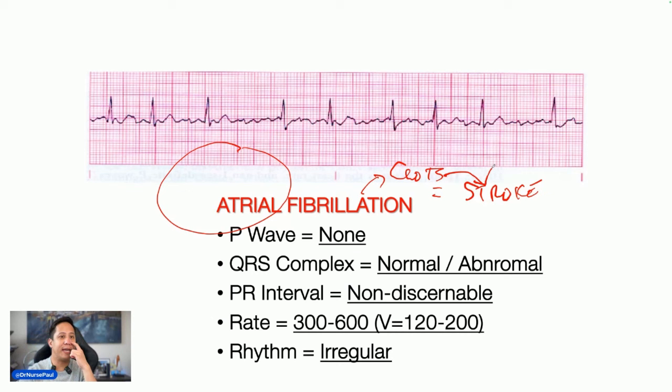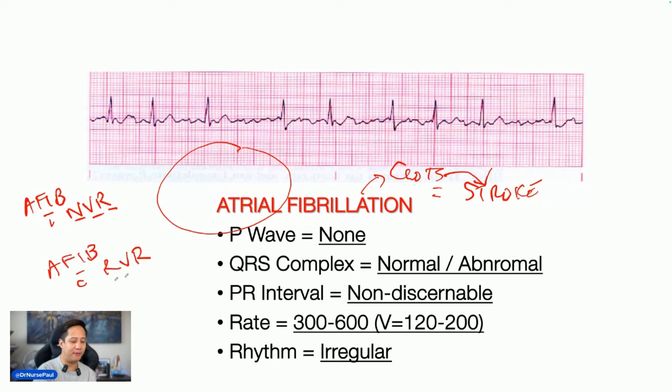You got it? So again, if the atrial beats are abnormal, P wave abnormal, and it's regular rhythm, that's atrial flutter. If the atrial beats are abnormal, P wave abnormal, and the QRS are irregular, that's atrial fibrillation. That's the only difference between the two. Atrial flutter, regular. Atrial fibrillation, irregular. Now, we have two forms. We have AFib with NVR, or normal ventricular rate, and the one we don't like is AFib with RVR. What is RVR? Rapid ventricular rate.